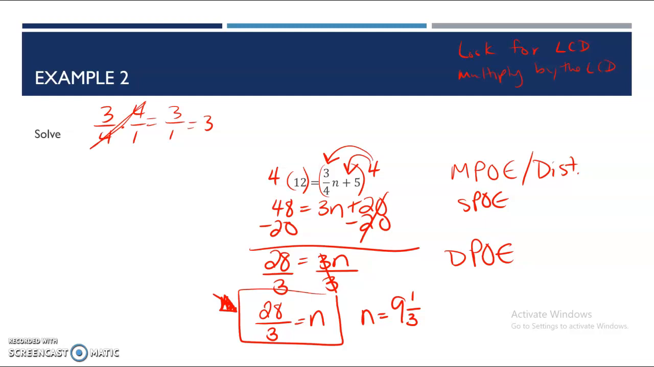Or how to set up any problem that would end up being a distributive property type problem. So I'll see you there.